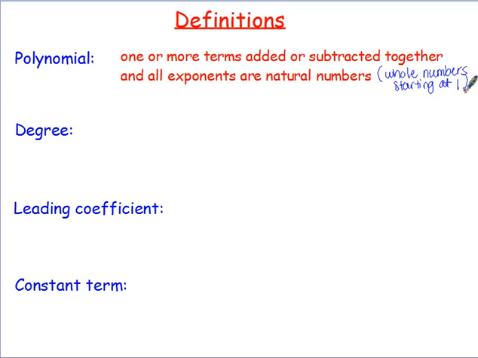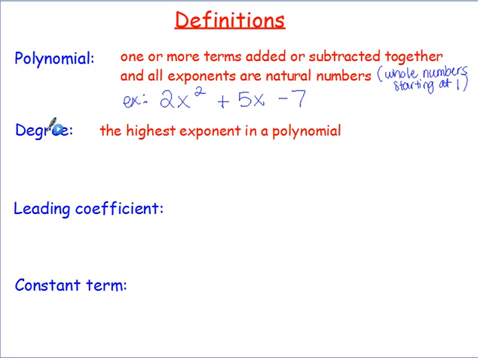So here's an example of a polynomial. 2x squared plus 5x minus 7. And we've seen polynomials before. We've seen problems just like that in our previous units. So that's the first definition. That's an example of a polynomial, and we're going to use this example here when we go through the rest of the definitions. Our next definition is degree.